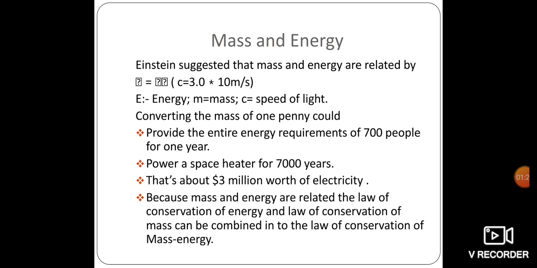Converting the mass of one penny could provide the entire energy requirements of 700 people for 1 year, or power a space heater for 7,000 years. That's about $3 million worth of electricity. Because mass and energy are related, the law of conservation of energy and the law of conservation of mass can be combined into the law of conservation of mass-energy.